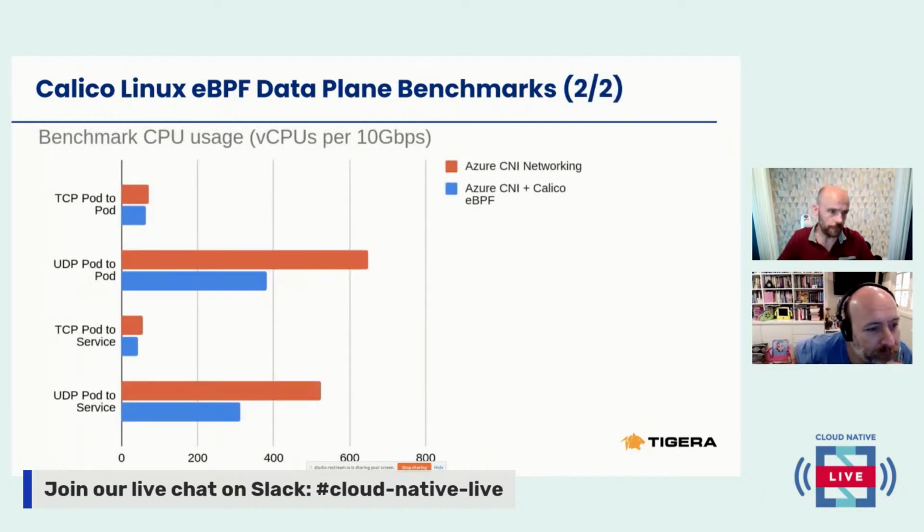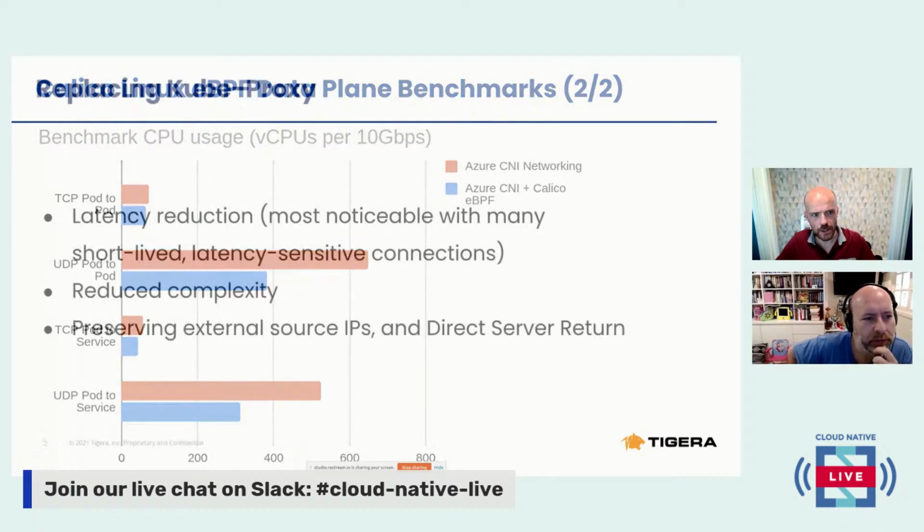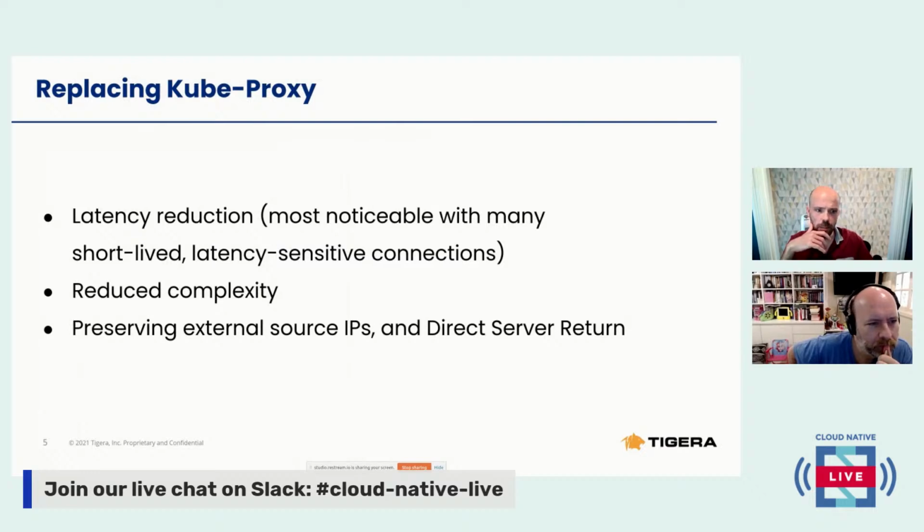The other one is this one, and it's just the CPU usage. So you can see that the eBPF, and this slide is specifically for AKS Azure. You can see that the TCP pod to pod and pod to service throughput, CPU utilization doesn't change very much, but you can see that the UDP pod to pod and UDP pod to service is dramatically lower CPU utilization, which is great. So that's it for the benchmark slides. But there is another advantage to this data plane, which is pretty cool, and I'll demo it in a moment.